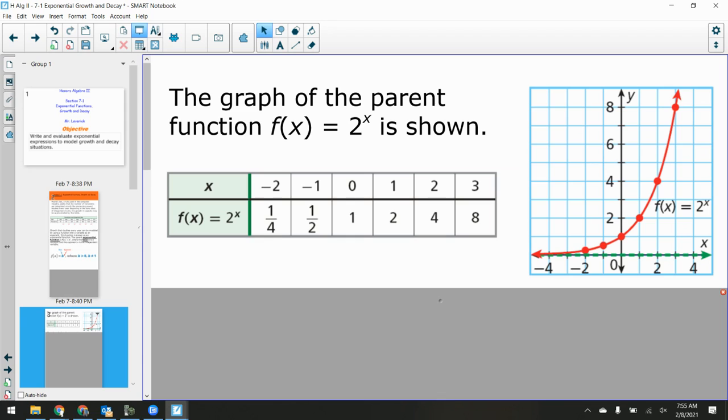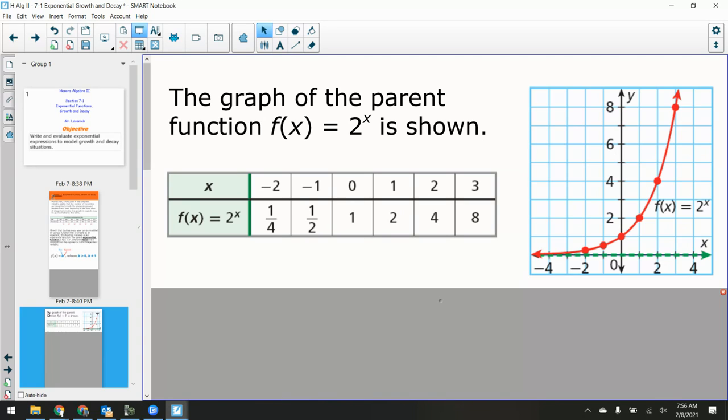Would I ever get to 0? Is there anything that would actually get me to 0? No, I could go infinitely into the negative direction, and it will never actually reach 0. This is the first time we've seen something like this. This is called an asymptote.